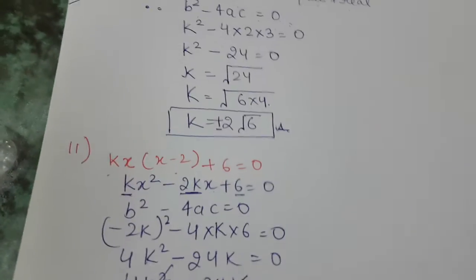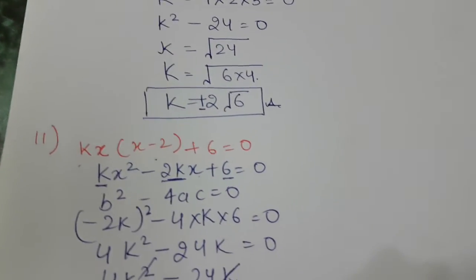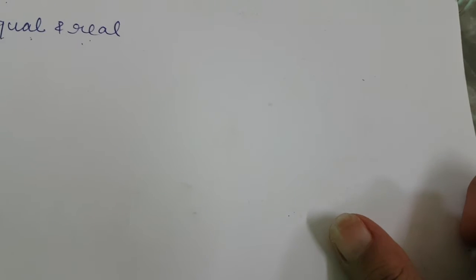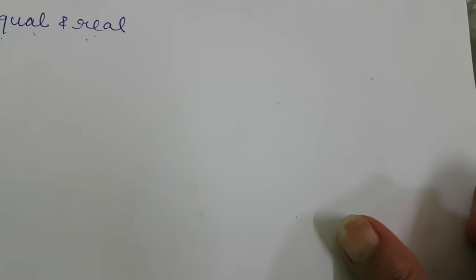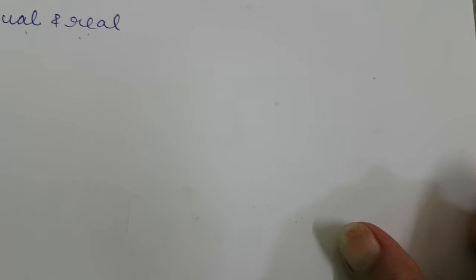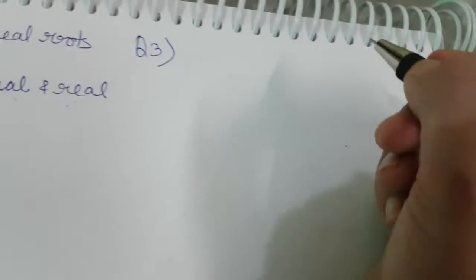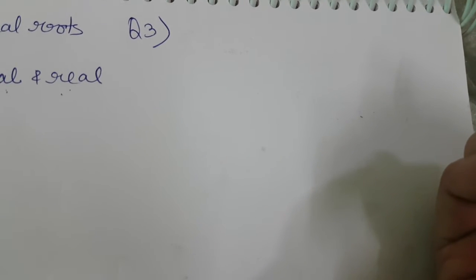Now in this exercise, students, we have 3 word problems. Question number 3 is, listen carefully: is it possible to design a rectangular mango grove whose length is twice its breadth? If they are asking is it possible, it means they are asking whether roots exist or not, indirectly.